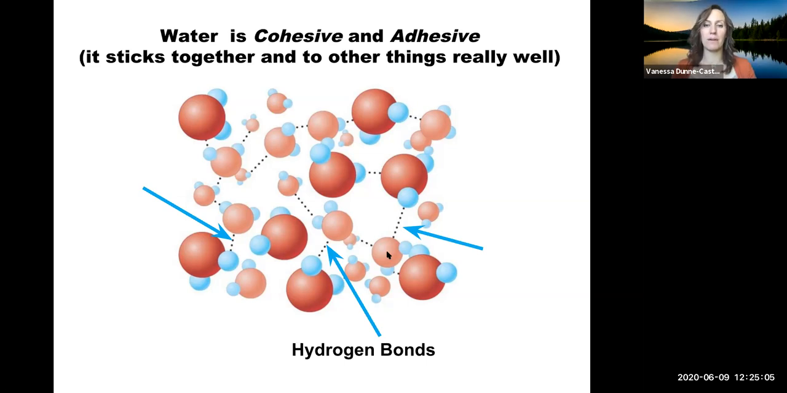This is the third type of bond. So actually you've heard of all three of them now. You've heard of covalent bonds that you see right here, where electrons are shared between different atoms. And it's a very tight bond.